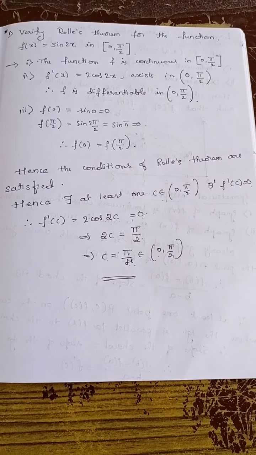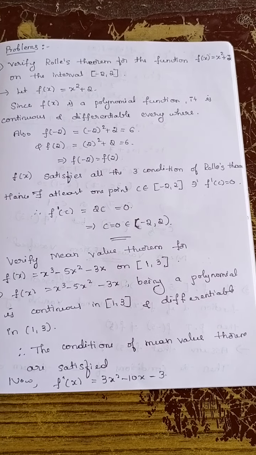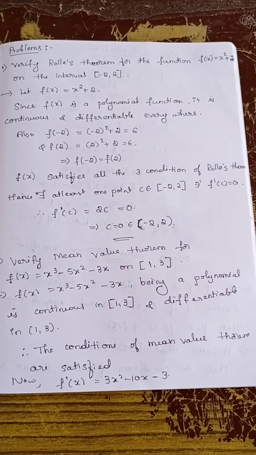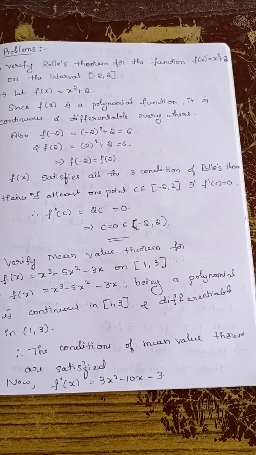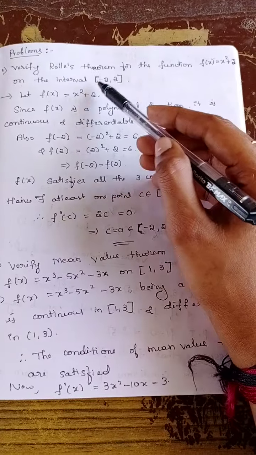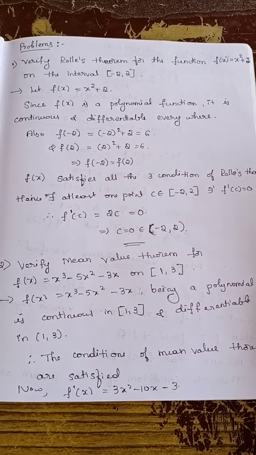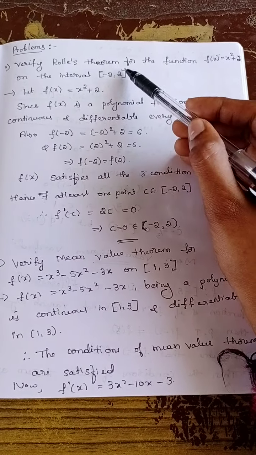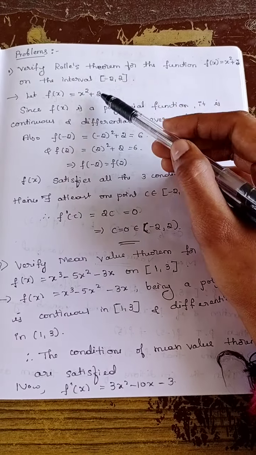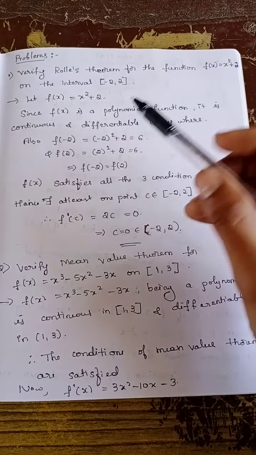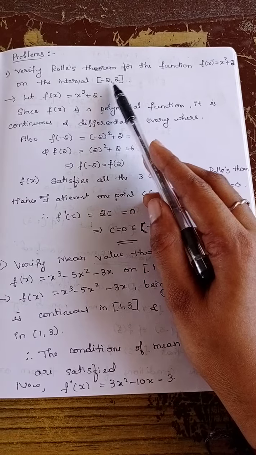Next one, verify Rolle's theorem for the function f of x equal to x square plus 2 on the interval minus 2, 2. The given function is a polynomial function. Every polynomial function is continuous and also differentiable everywhere. In the given interval minus 2, 2, the function is also continuous and differentiable. We have to check whether the end point values of the function are equal or not.